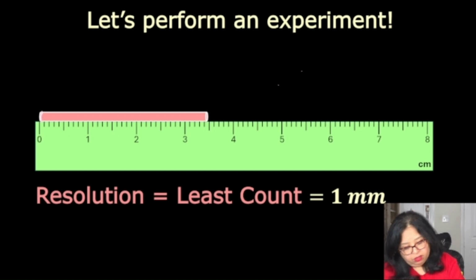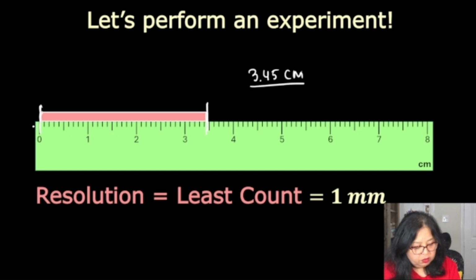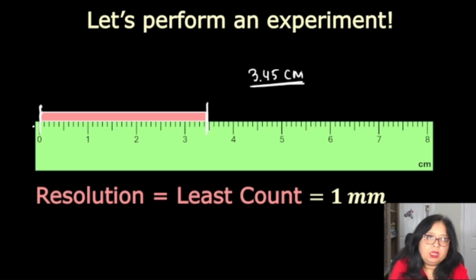What do you think is the length of this rod? To measure the length, first you have to line up the zero of the ruler with one end of the rod, and then read the ruler wherever the other end of the rod lines up. So I would say it is about 3.45 centimeters. Do you think you can guesstimate it to 3.45? I think we can. Then we are going to figure out what is the uncertainty in the length L.